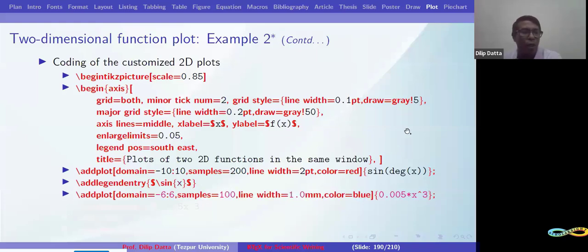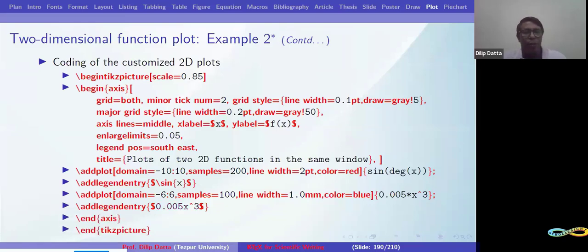Then I need to draw another curve. So for that I did add plot, domain -6 to 6. Actually, usually it is better to keep the same domain, but for illustrative purposes I am showing that this curve will be drawn from -6 to 6. Samples now will be 100, line with this color, then this. And its legend is this function, it will be typed, and axis and digit.